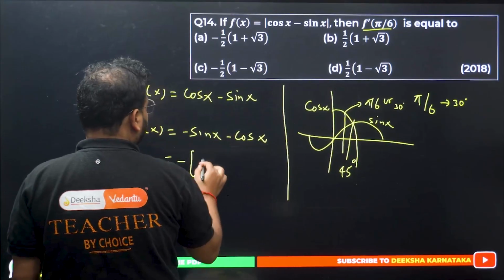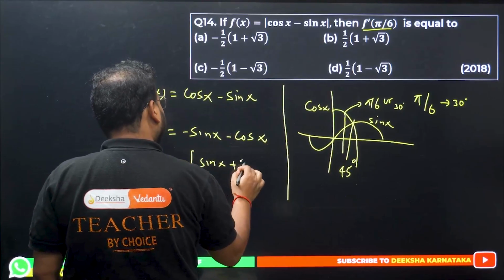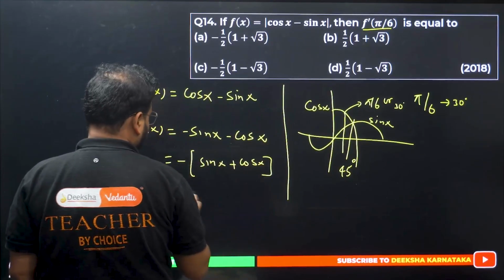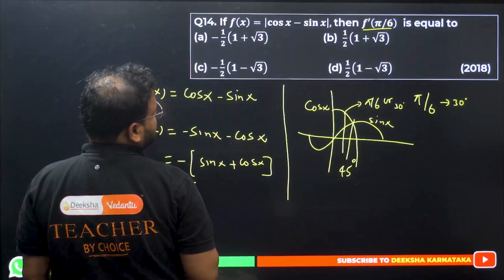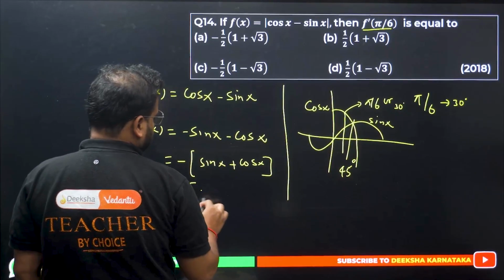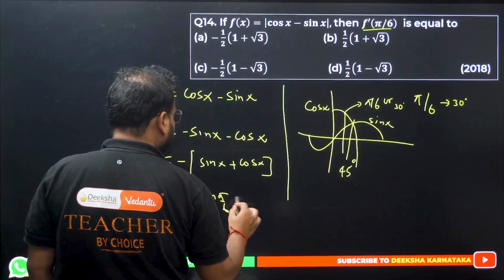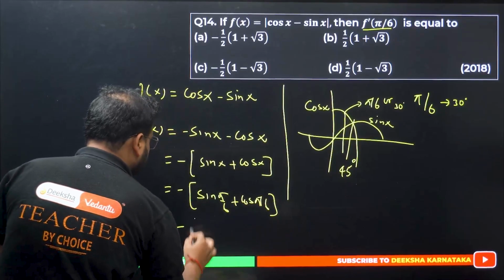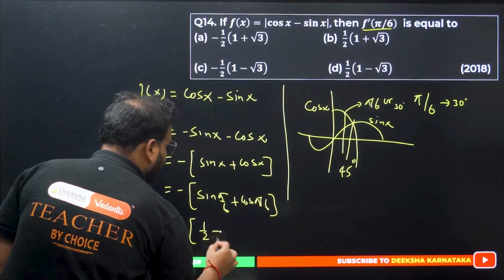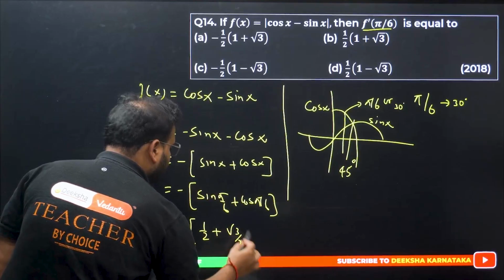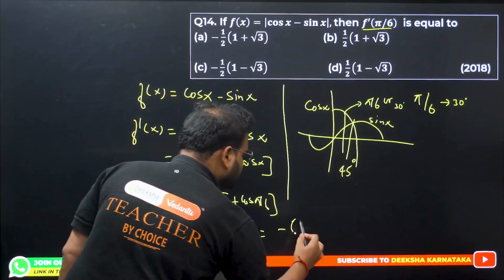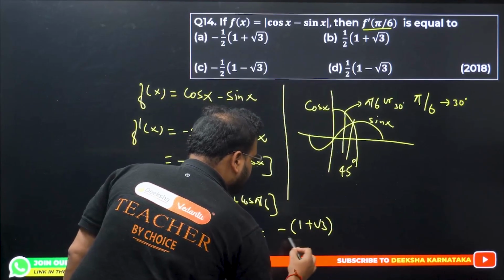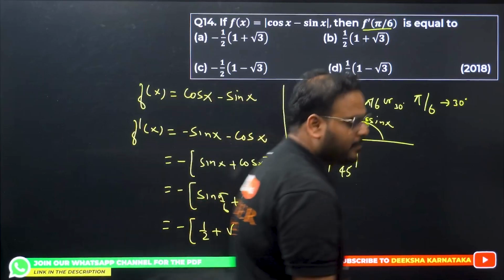Take minus sin common, you get sin x plus cos x. Sin x value at pi by 6. So sin pi by 6 plus cos pi by 6. Answer here is 1 by 2, and this is root 3 by 2. What is the answer going to be? Minus 1 plus root 3 by 2.